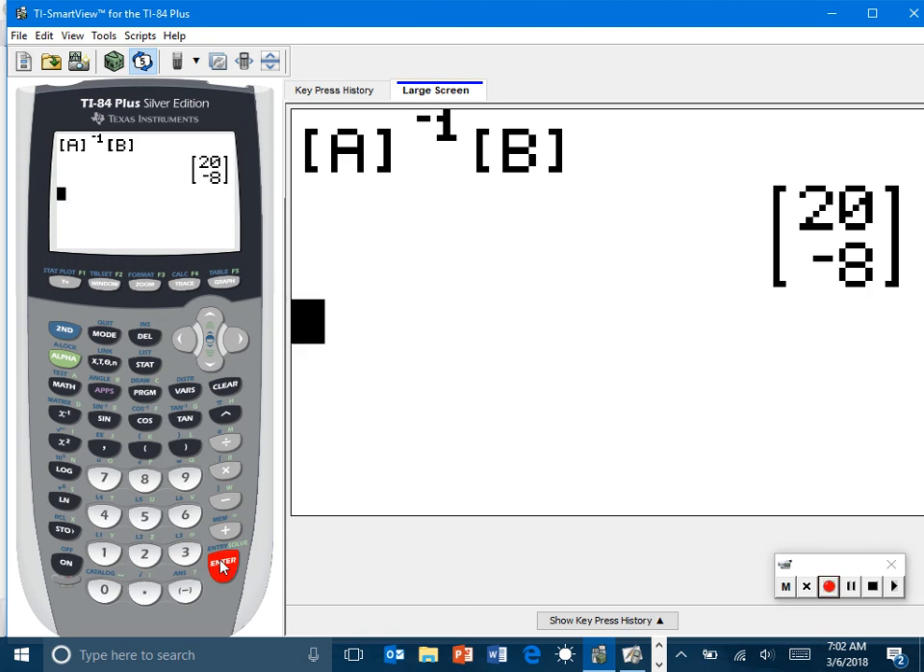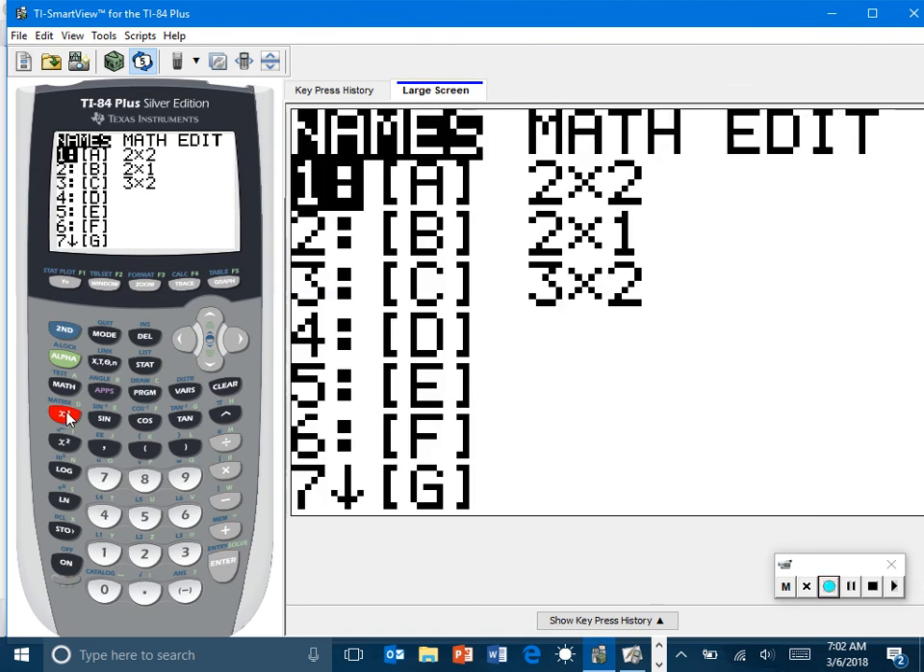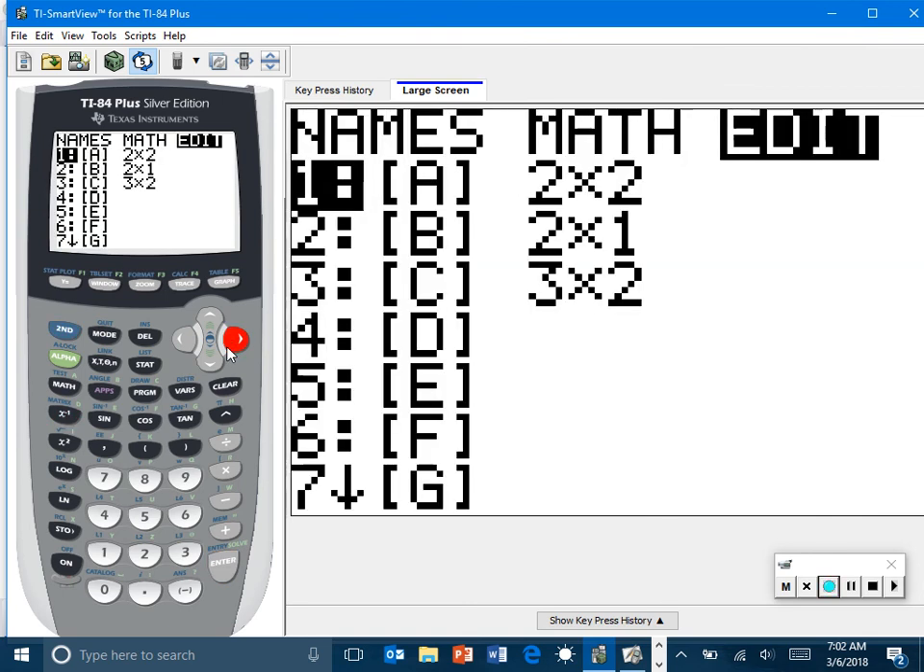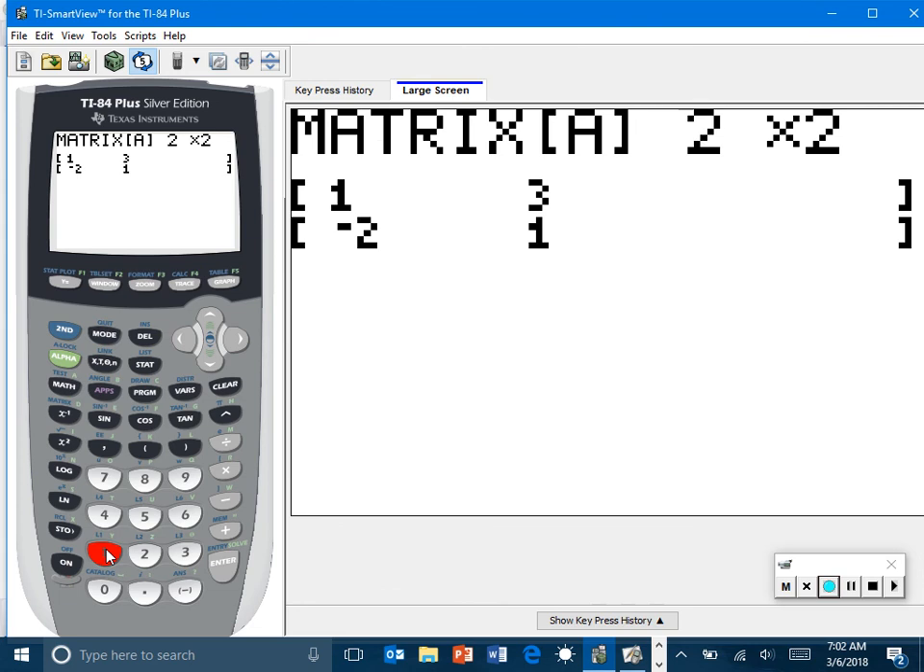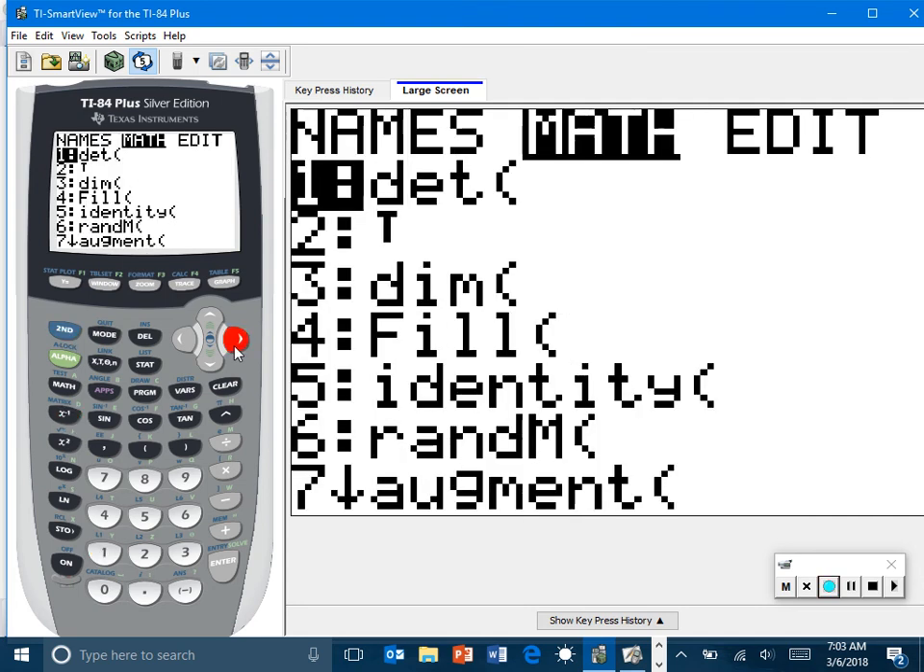And that is a totally different answer than what I just did. So that means I messed up on my matrix. Let me go back to my matrix and double check what I did wrong. All right, so let's see. It's 1, 3, negative 2, 1. All right, nothing wrong there. Go back to my matrix and check B.